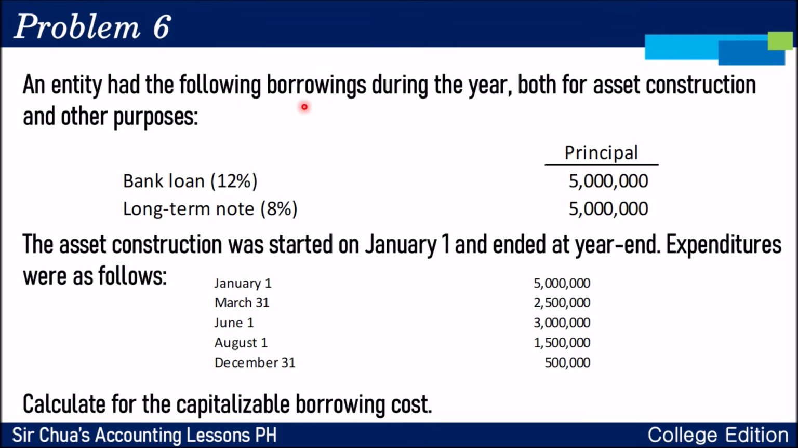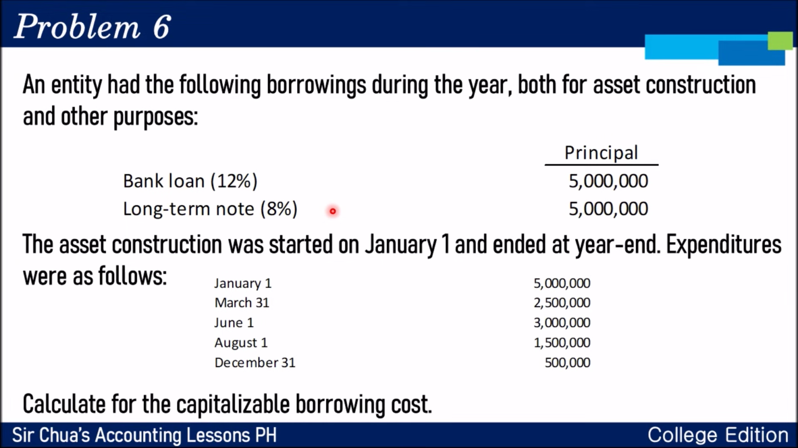An entity had the following borrowings during the year, both for asset construction and other purposes. Ito po ay general borrowing lang, hindi po talaga para dun sa asset construction. Hindi man po sabihin sa inyo na general borrowing, mababasa nyo po sa problem yon. Katulad nito, borrowings during the year, both for asset construction and other purposes. Ibig sabihin, hindi siya specific dun sa asset construction lang. Kasi sinabi, it's both for asset construction and other purposes. So, nanghiram po siya ng tig 5 million, bank loan, tsaka long-term note. Okay? Sige, yan yon. Tig 5 million, yung isa 12%, yung isa 8%.